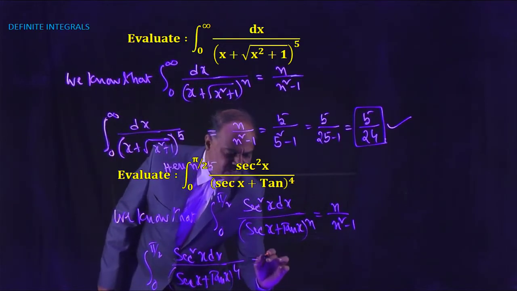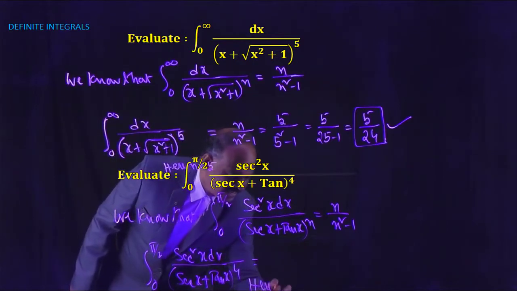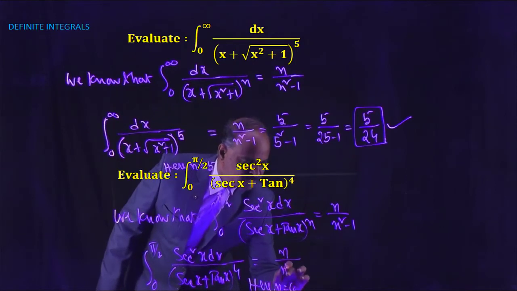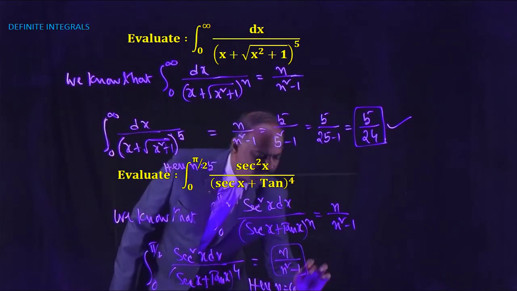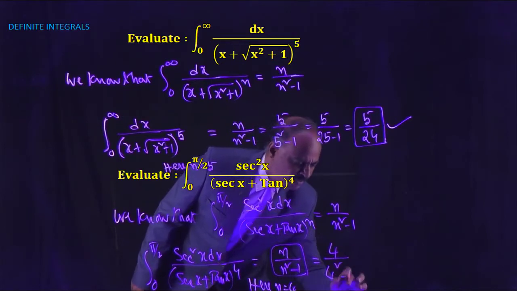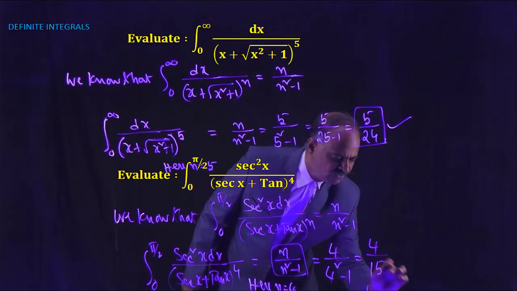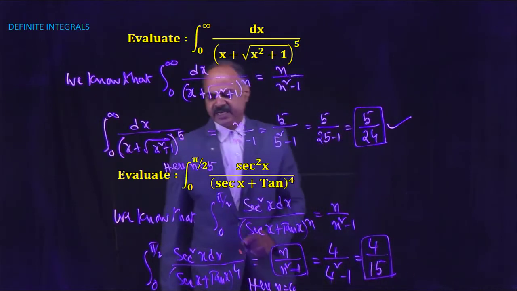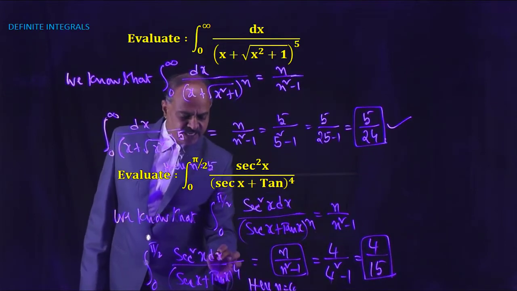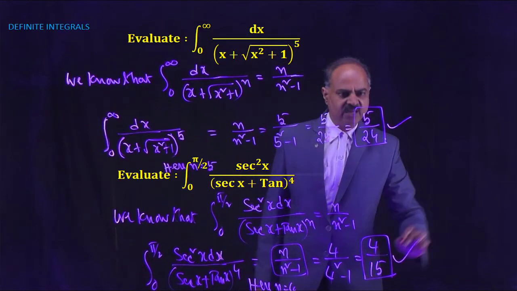So the formula is n by n square minus 1, with n equal to 4. That is equal to 4 by 4 square minus 1, that is 4 by 16 minus 1, that is 15. Therefore, integral 0 to pi by 2 secant square x dx by (secant x plus tan x) whole to the power 4 equal to 4 by 15.